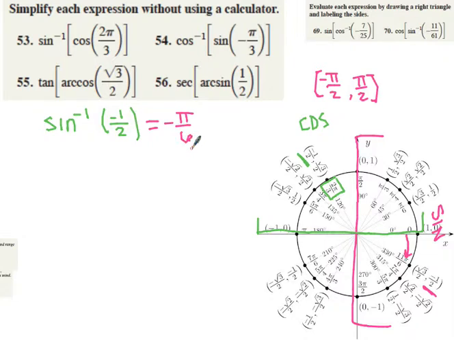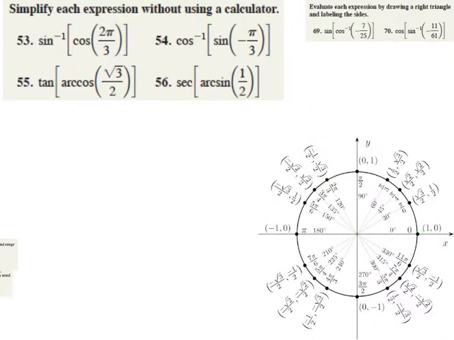If we want something a little bit more complicated, let's look at something like 55, where we're doing the tangent of something. So start with arc cosine. You've got radical 3 over 2. We're looking for the x value. There it is. It corresponds to pi over 6. So basically what I'm trying to do is find the tan value of pi over 6.